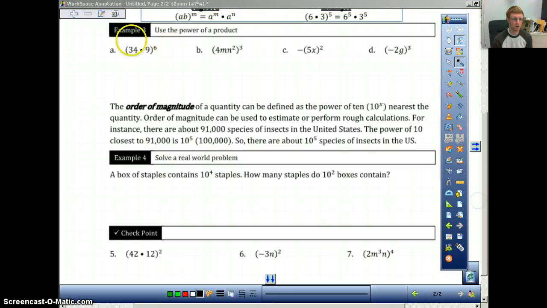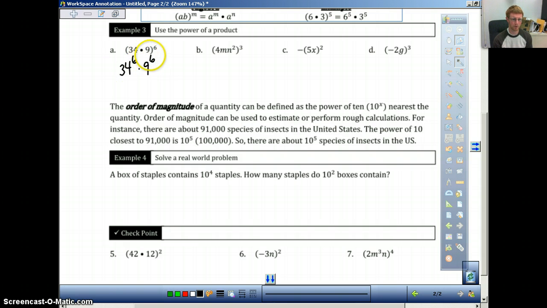So here we have 34 times 9 to the 6th power. Now, for the purposes here, I don't want you to multiply 34 times 9. All we're doing is using the power of a product. So we're applying the exponent 6 to each one of these. So this will be 34 to the 6th power times 9 to the 6th power, and that's it. You don't need to do anything more than that.